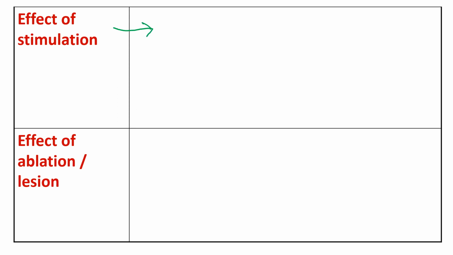So after functions, we can now see last 2 points. Second last point is effect of stimulation. Effect of stimulation of occipital lobe leads to visual hallucination. Means even without a stimulus, something can be seen. False perception without a stimulus. An effect of ablation or lesion is a loss of vision, which is called anopia.